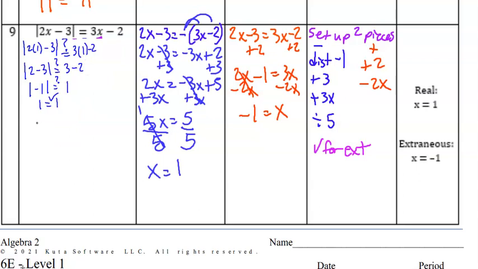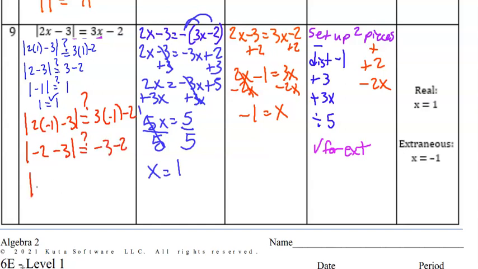Now let's check what x equals -1 for a positive piece's solution. Absolute value of 2 times -1 minus 3, is that equal to 3 times -1 minus 2? The absolute value of -2 minus 3, is that equal to -3 minus 2? Is the absolute value of -5 equal to -5? No. 5 is not equal to -5, so this was false. x equals -1 is the extraneous solution.